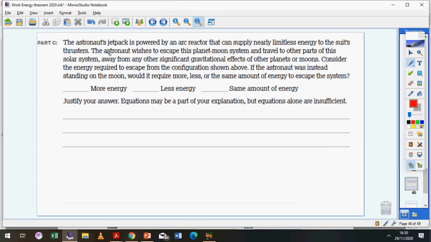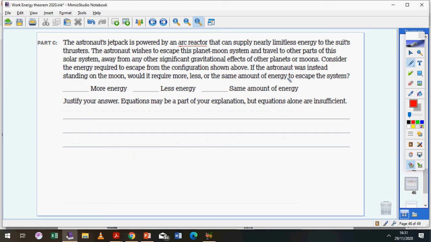The astronaut's jetpack is powered by an arc reactor. So this guy is like Elon Musk, next generation tech, that can supply near limitless energy to the suit's thrusters. The astronaut wishes to escape this planet-moon system to travel to other parts of the solar system, away from any other significant gravitational effects of other planets or moons. Consider the energy required to escape from the configuration shown above. If the astronaut was instead standing on the moon, would it require more, less, or the same amount of energy to escape the system?